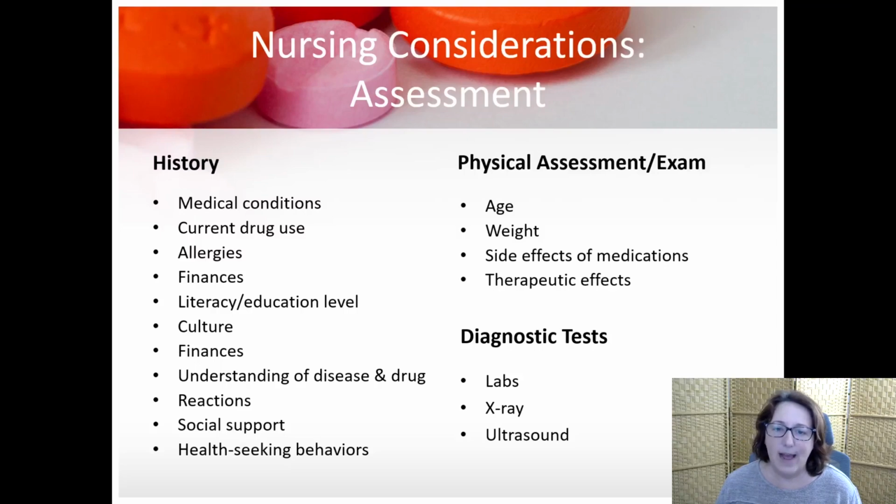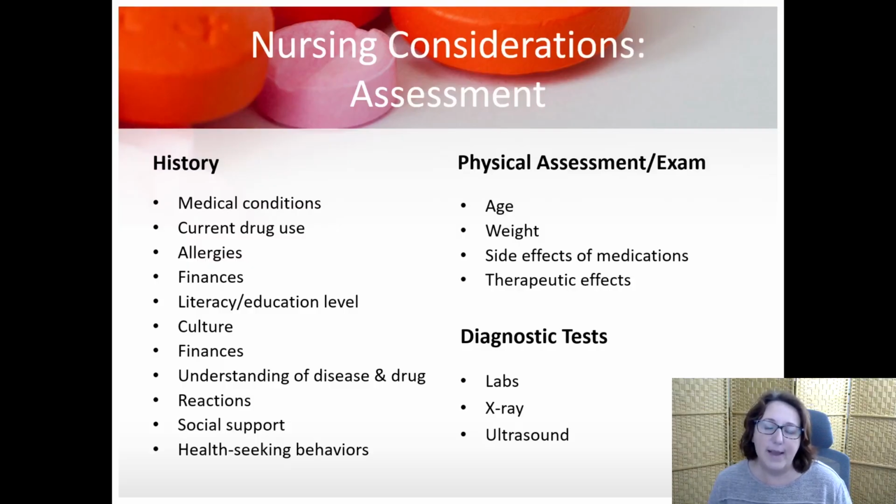Weight, we already talked about how it's based on a 150-pound male, so those who weigh significantly more or less may need dose adjustments. Side effects of medications. So, anticipating the side effects of medications allows us to assess that system before administering the drug to get a baseline and to perform assessments to see if they're having side effects.